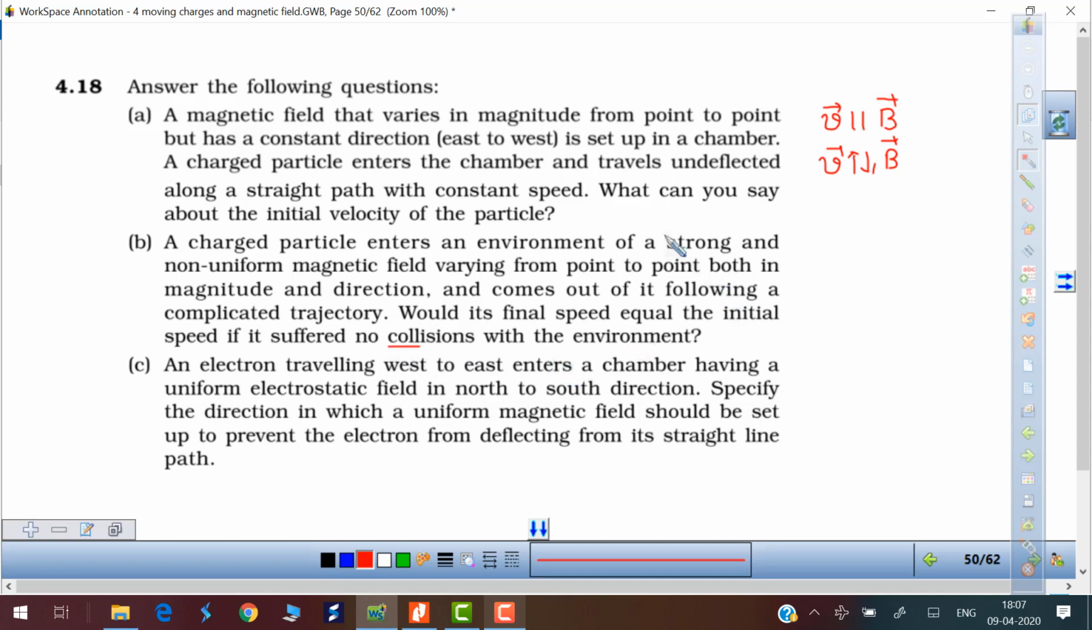We again know that a magnetic field doesn't change the magnitude, it can change the direction. Here the question is about speed. The speed is the magnitude. Yes, the answer is yes. Whatever the speed at which it enters, with the same speed the particle leaves.